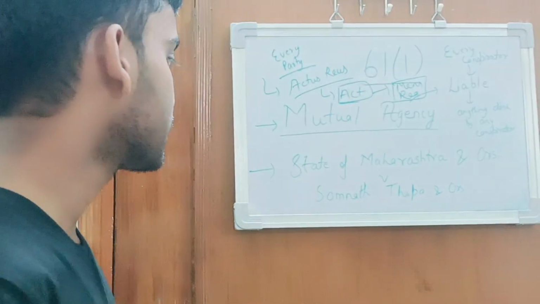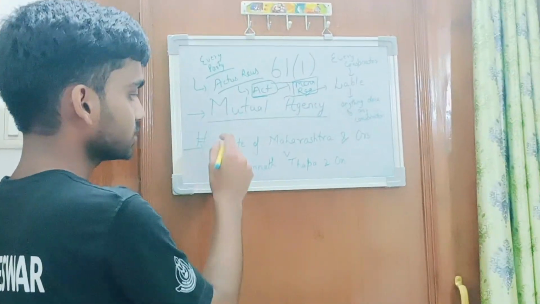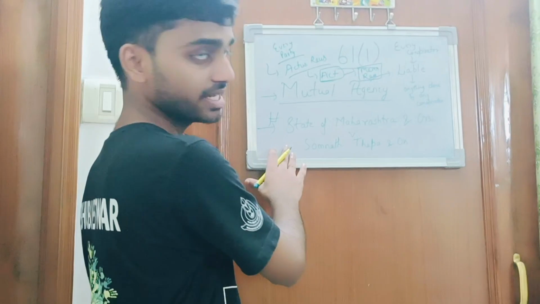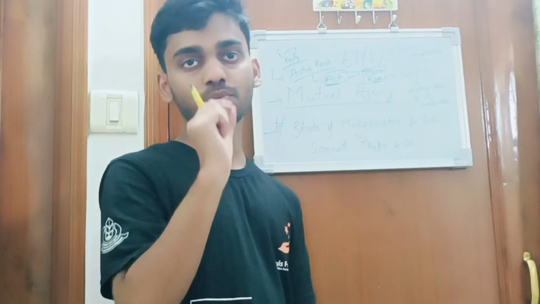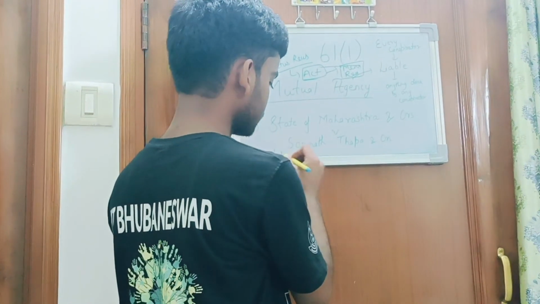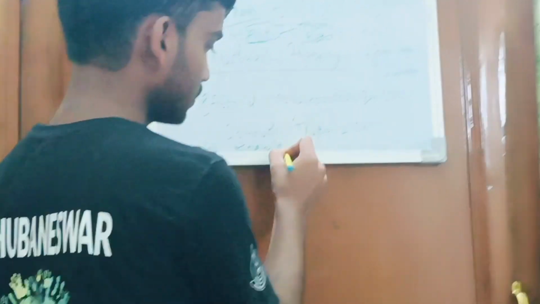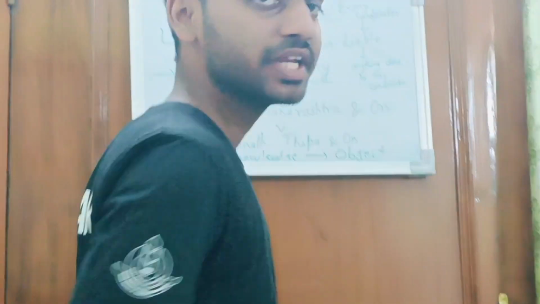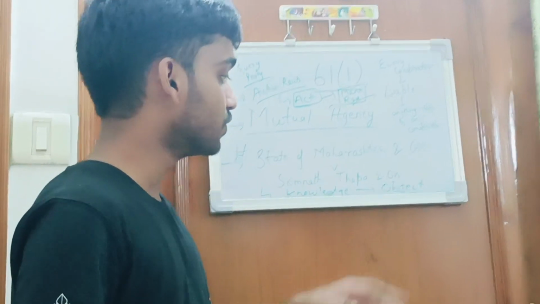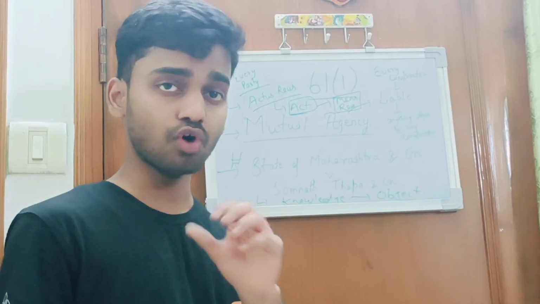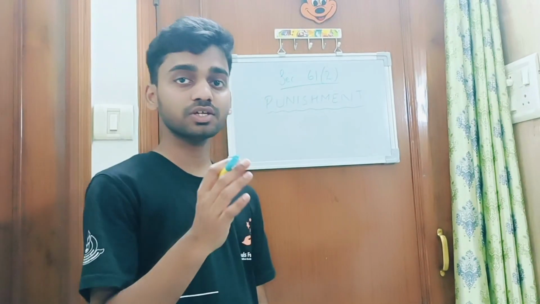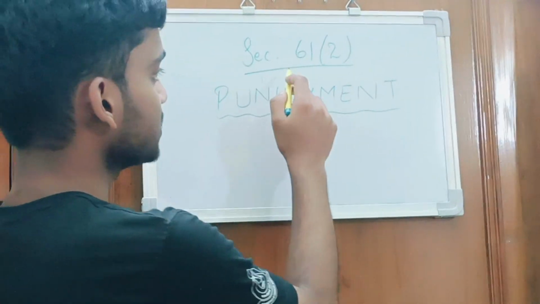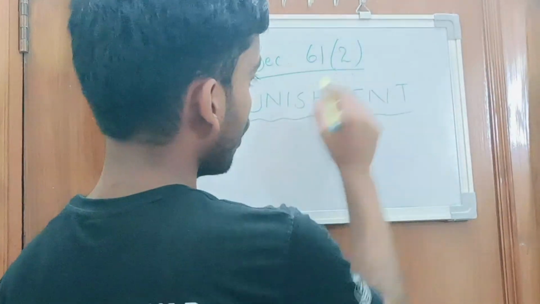So, moving further, there is the case of State of Maharashtra and others versus Somnath Thapa and others. In this case, it was held that knowledge of object is necessary. That is, every conspirator must be aware of the object of the agreement. For the offense of criminal conspiracy, the punishment is given under section 61, subsection 2 of the BNS.